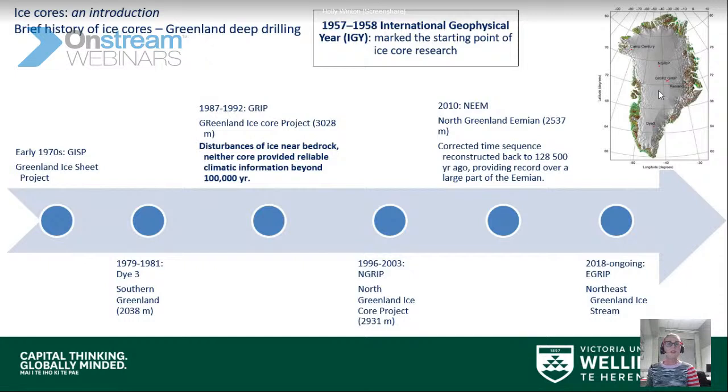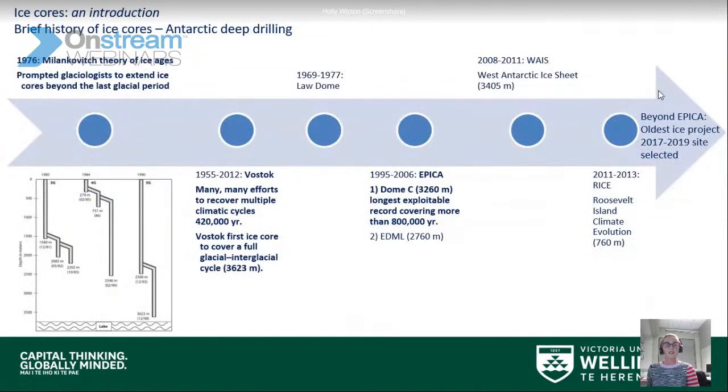However, none of the records could provide a reliable climate record beyond about 120,000 years. So scientists looked to Antarctica. That, combined with the Milankovitch theory of the ice ages, really prompted glaciologists to extend the ice core record beyond the Greenland record, which just really goes back to this last glacial period.